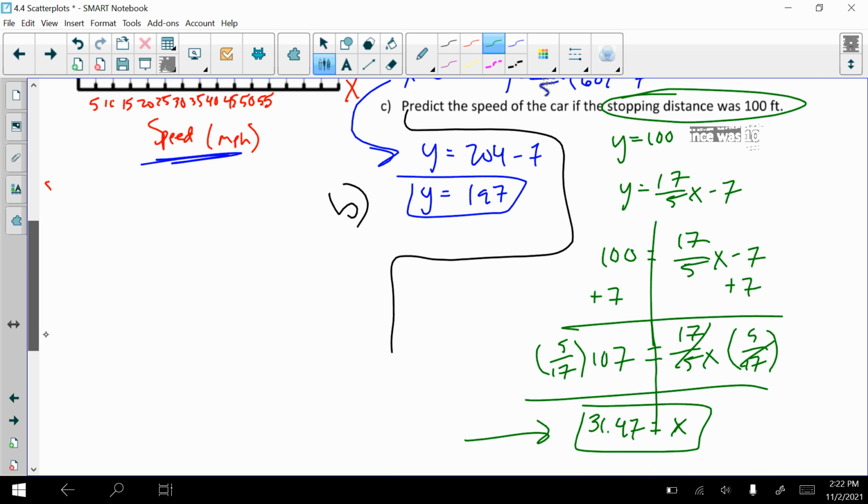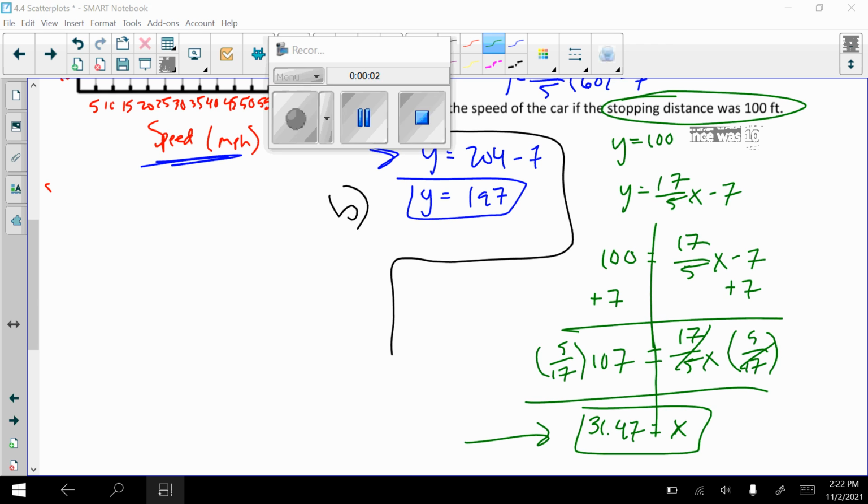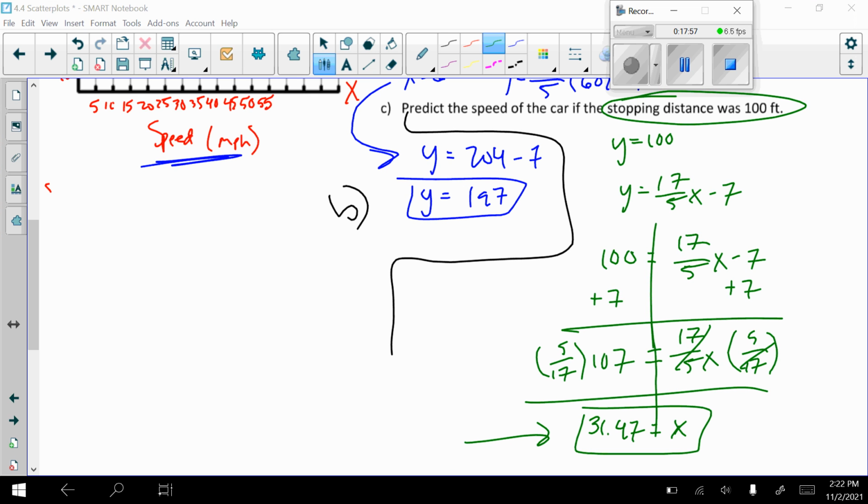So that's what you need to know about scatter plots. If you have questions on your practice, let me know and I'll help you out.